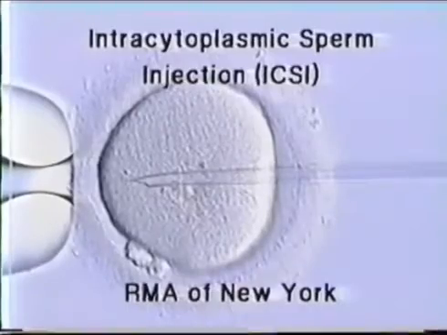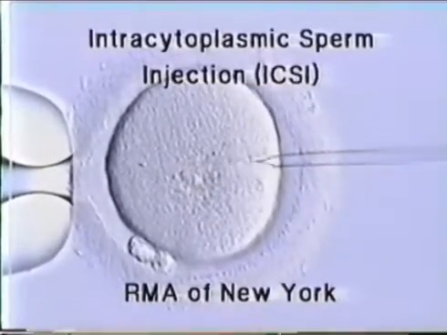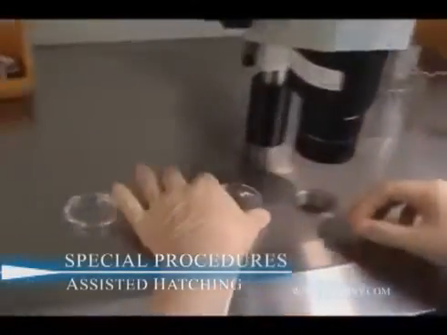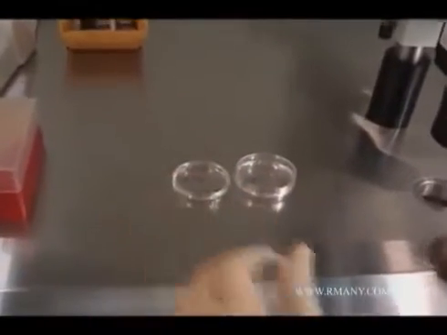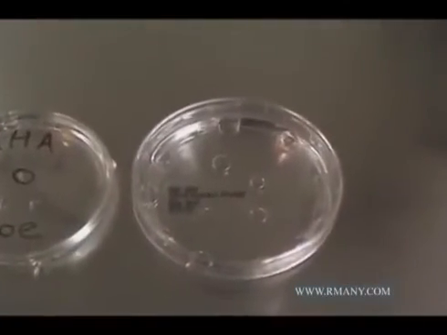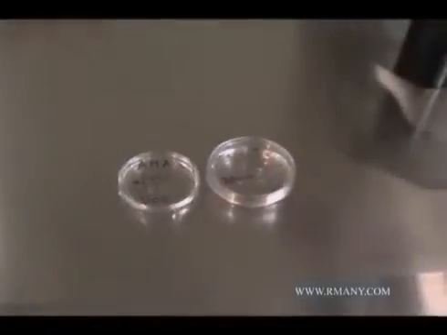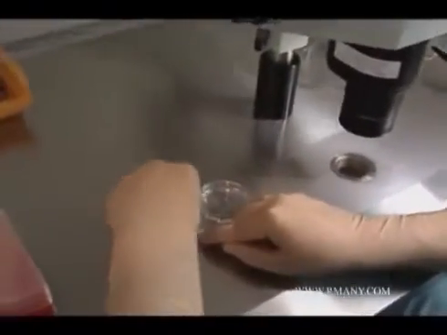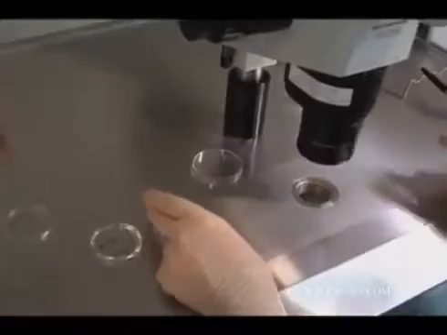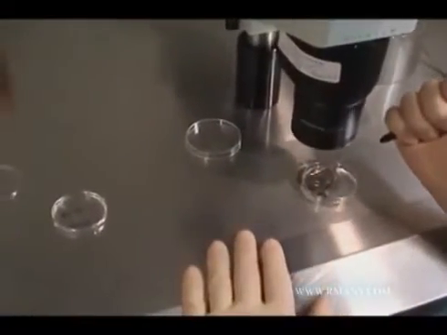On day 3, if a transfer is going to occur, the embryos to be transferred may be hatched to assist in implantation. This process, called assisted hatching, makes a small opening in the zona pellucida, which is the outer shell around the embryo. Once again, patient-specific identification is carefully performed before any embryos are moved between dishes. The embryos are moved from the culture dish to a special dish made for this hatching procedure.